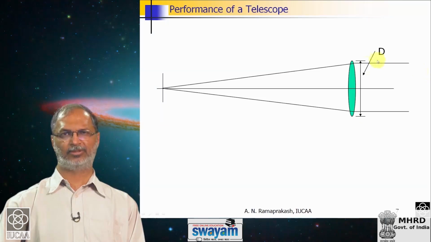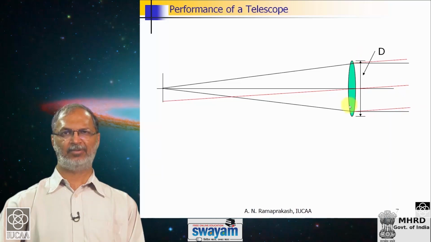Now, it is clear that if I make this lens larger, the object will appear brighter. That is very obvious. So, the diameter of the lens or the telescope is what defines how bright an object becomes. Now, imagine there is another object in the sky which is slightly at an angle away from the first object. So, as we illustrated in the last slide, the rays from that object will arrive at the telescope at a slightly different angle.